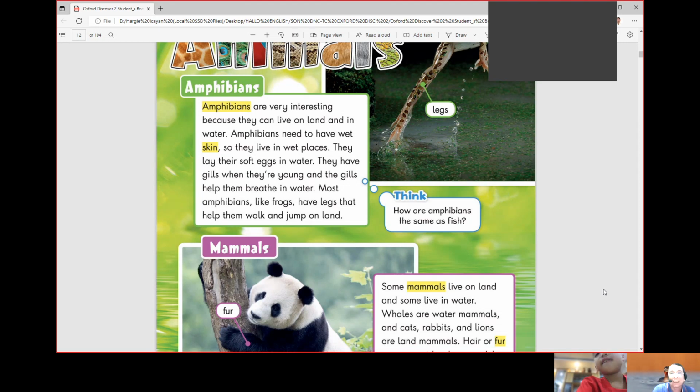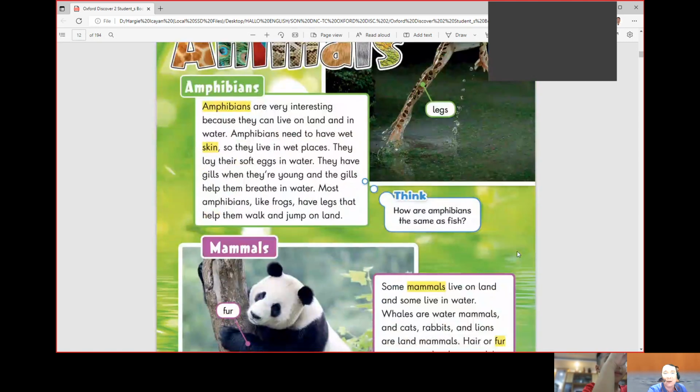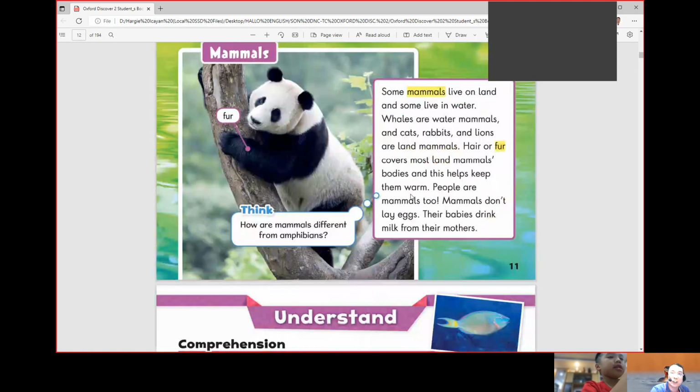Amphibians like frogs have legs. So why do they live in water, son? Because they want to have wet skin. That's why they can live on land but they also need water. Okay, now let's move on to mammals.